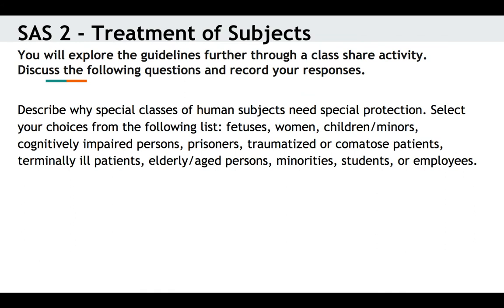All right. Now let's describe why special classes of human subjects need special protection. Let's select choices from the following list. Why would a fetus need special protection? Think about that for a second. And when you watch this, if you're in the class, I want you to bring it up, not just fetus, but any of these. If they pique your interest or they selectively hit a trigger on you and you want to talk about it, by all means, we need to talk about it because different human subjects do need special protection. And we need to know why before we do any kind of study.